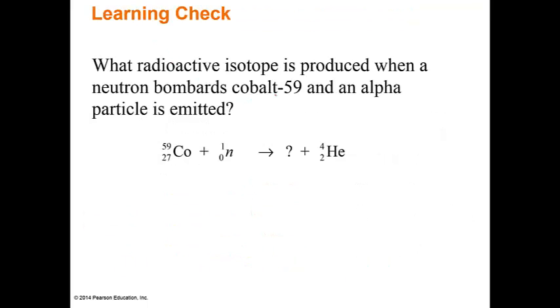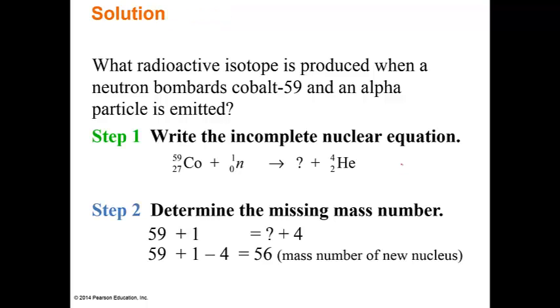All right. So, what radioactive isotope is produced when neutron bombardment bombards cobalt-59 and alpha particles are emitted? So, how do we do this? We got cobalt, we got this neutron coming in. What do you guys think? Well, what's going to happen? The particle has a mass of 1, right? So our mass is going to increase by 1, all right?